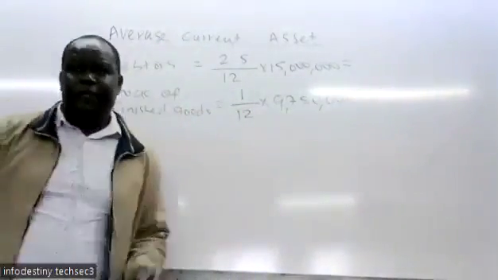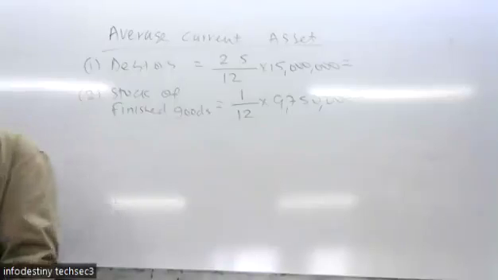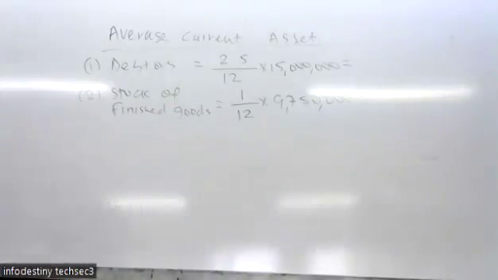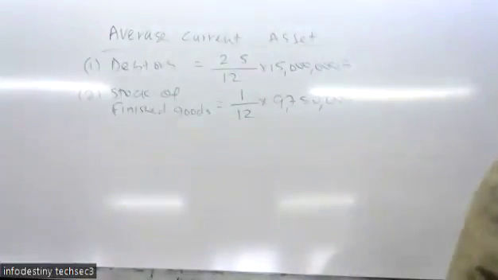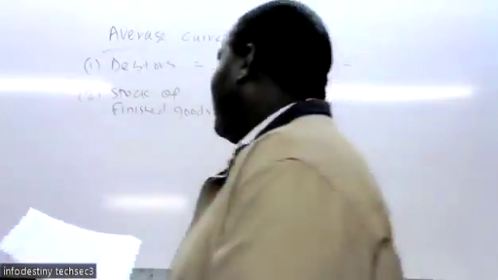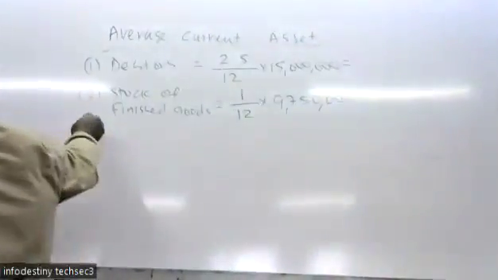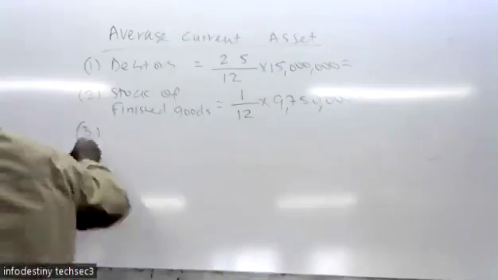So that now gives you the stock of the finished goods. Then we go to number 3.